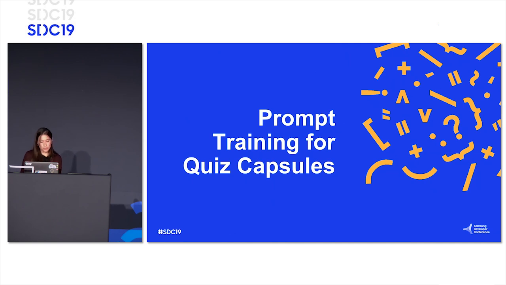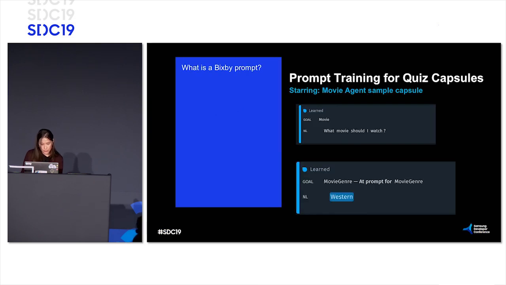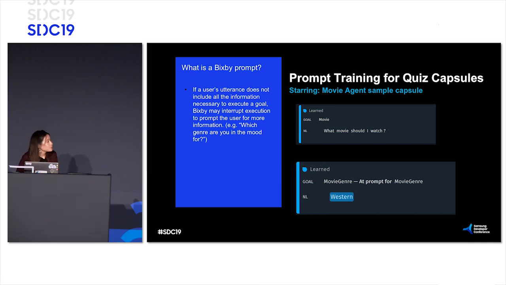Okay, so let's talk about prompt training. So Movie Agents has a lot of different prompts, and I'll show you those different flows. So first, what is a Bixby prompt? If a user's utterance doesn't have the information necessary, Bixby will interrupt the execution and ask for more information. So we saw earlier the prompt, which genre are you in the mood for?